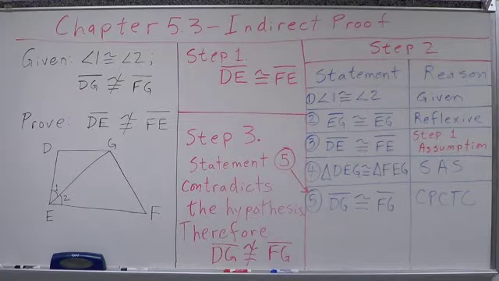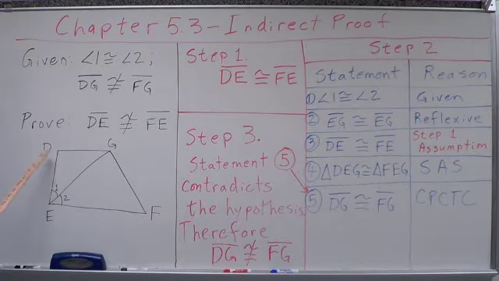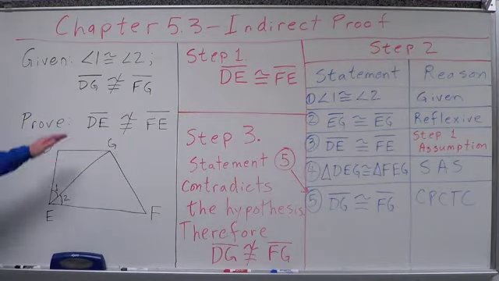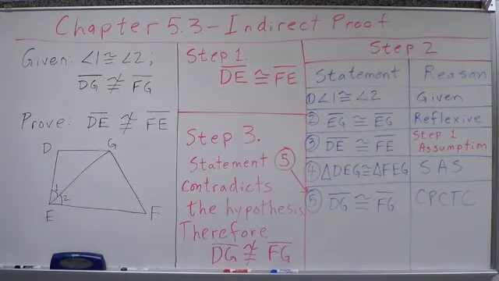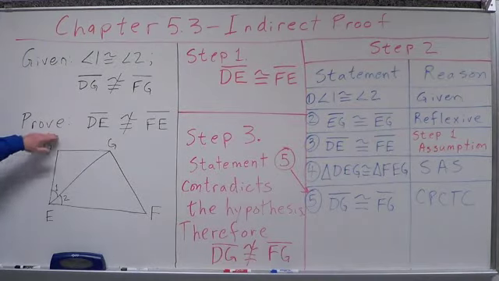Okay, now let's use this indirect proof stuff on an actual geometric proof that we want to do. Here's what we want to do. We want to show that given that angle 1 is congruent to angle 2, prove that DG is not congruent to FG, and given that DG is not congruent to FG, then prove that DE is not congruent to FE. So here's our picture. We've got two triangles here. They have a congruent angle, and then they share a side, okay? And that's what we're supposed to prove. This is our hypothesis, and this is our conclusion.